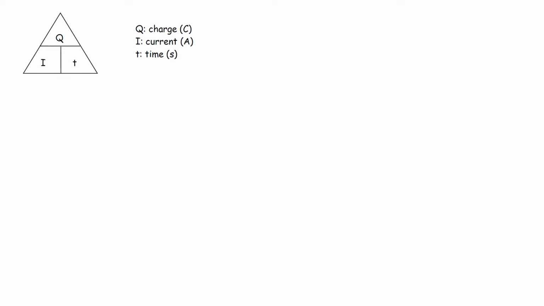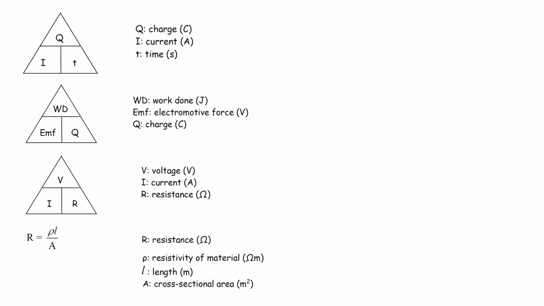Q = It, charge is current times time. Note the SI units of coulomb for charge, ampere for current, and seconds for time. The EMF or potential difference or voltage is the work done or energy converted per unit charge, V = IR. R is rho L over A.